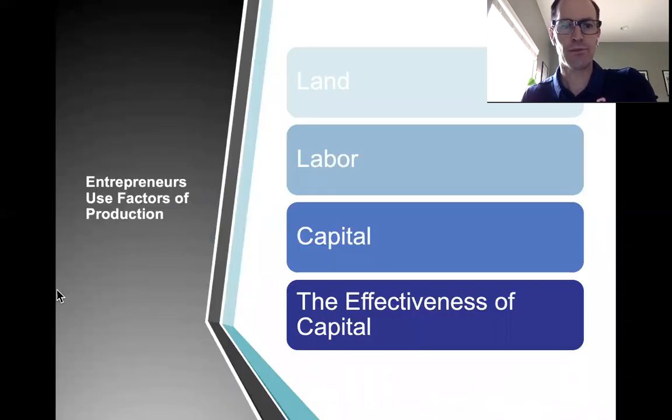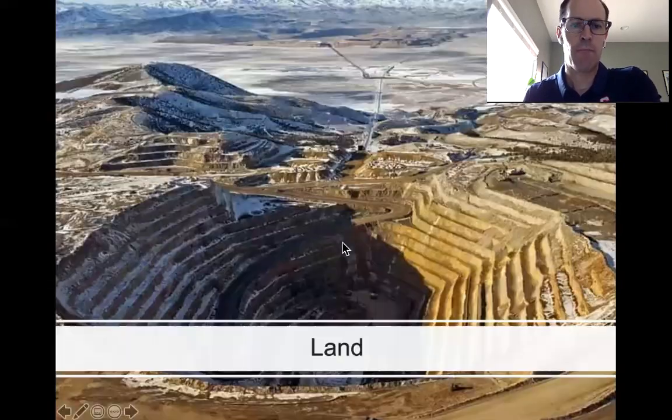All right, so an entrepreneur uses the factors of production. Now, here are the factors of production: land, labor, capital, and the effectiveness of capital. So all entrepreneurs use these four things and combine them effectively, because if you don't have a successful business, that's an indicator that the entrepreneur failed to use one of these factors successfully.